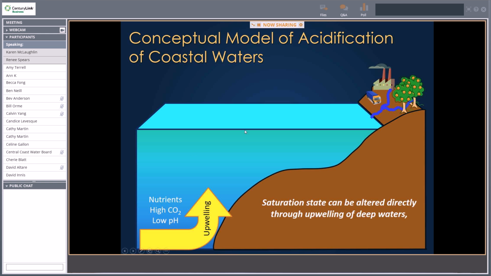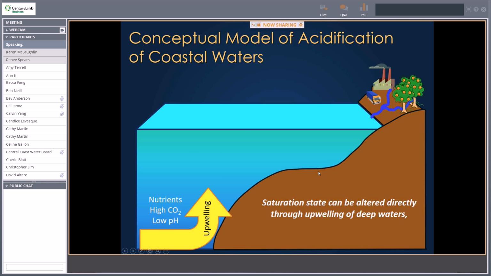Okay, so how does this work? Acidification along the coast. I mentioned that we have upwelling here, so that's bringing that high CO2, low pH water from the deep into our coastal shelf. But there are nearshore processes that can actually exacerbate this effect. So here I have a conceptual model of ocean acidification in coastal waters. I'm showing you in this yellow arrow here, upwelling is bringing high CO2, low pH waters. So that's a direct way that acidification can impact coastal waters.